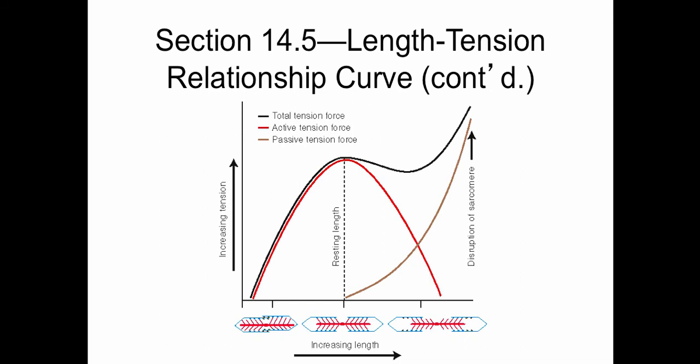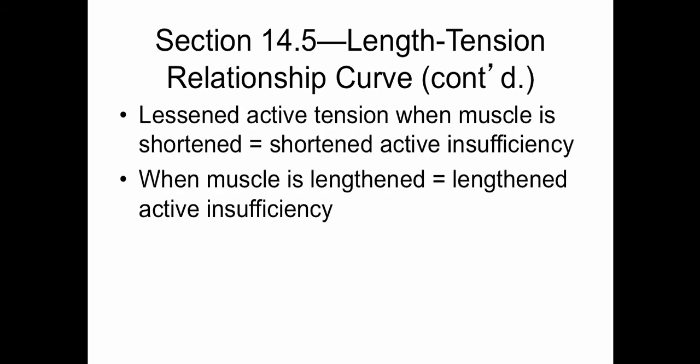The passive tension when the sarcomere is at resting length is non-existent, or zero. When a working muscle is at a much lengthened state, it is dangerous. It can lead to tearing or disruption of a muscle tissue. There's lessened active tension when a muscle is shortened. This is shortened active insufficiency. When a muscle is lengthened, there's lengthened active insufficiency.